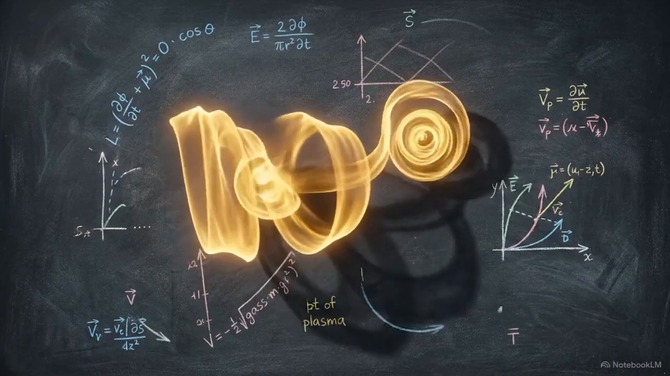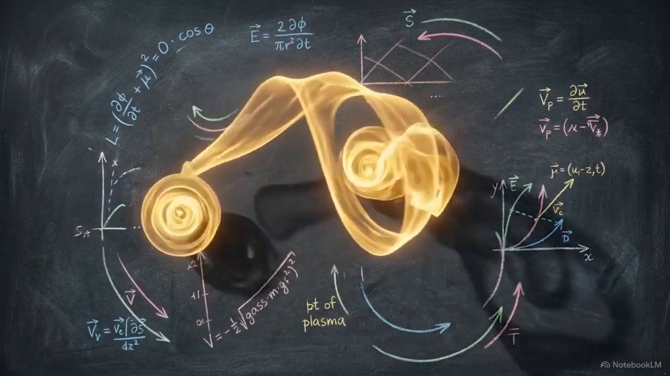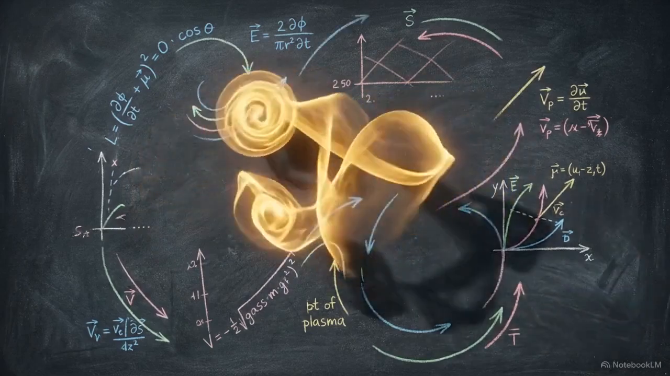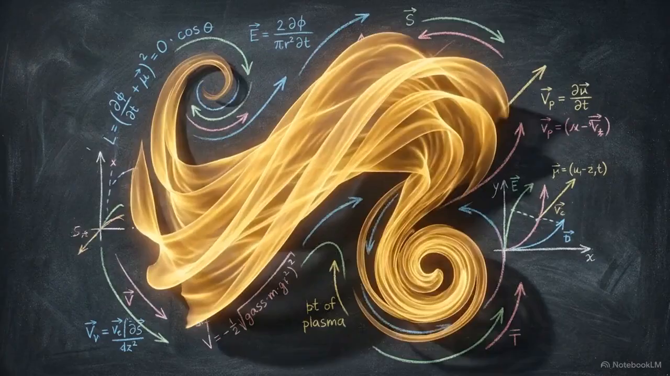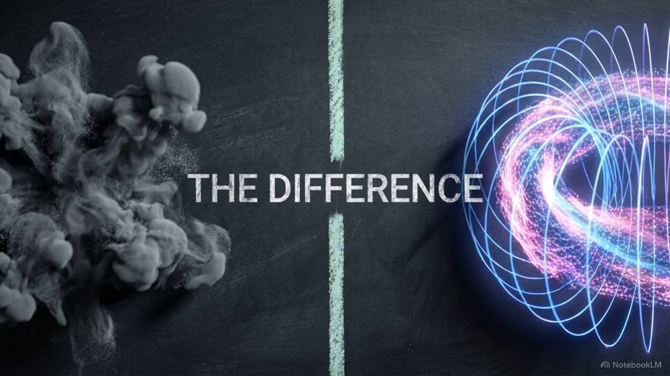This is why plasma doesn't stay in a random cloud. It can spontaneously organize into glowing filaments, sheets, and complex vortices that hold their shape. That ability to self-organize and respond to magnetic fields is what truly separates plasma from gas.